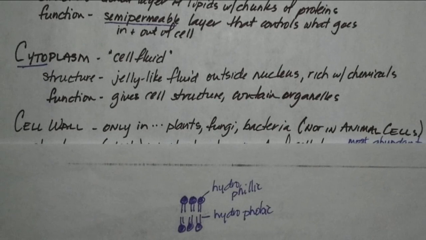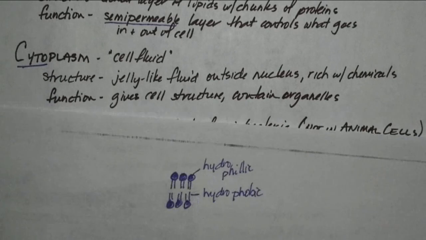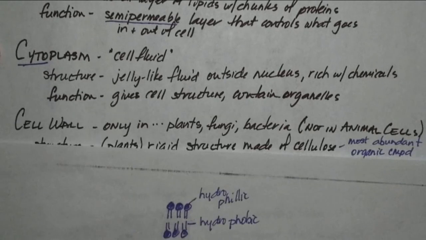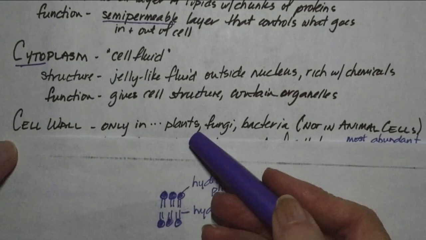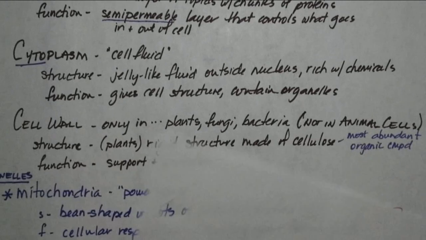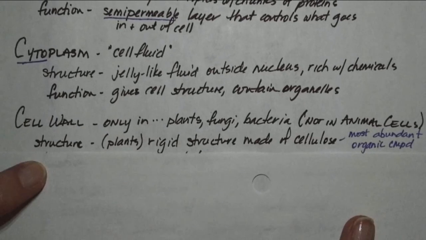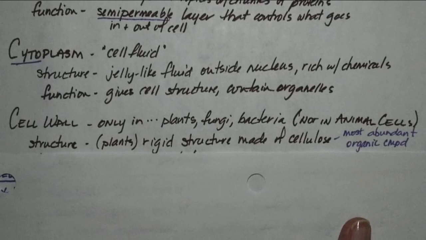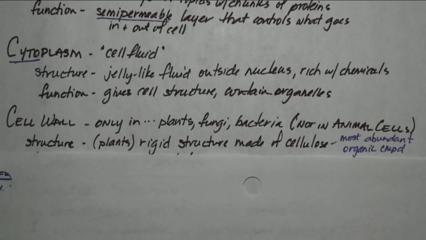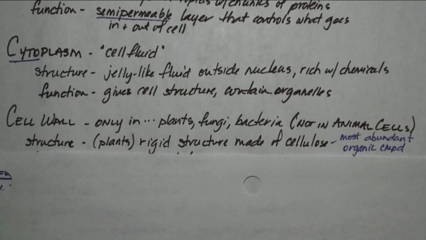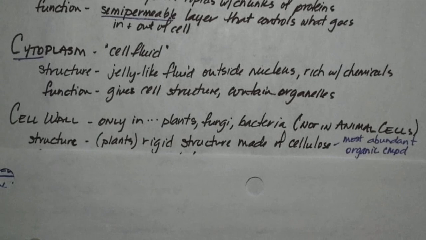I'm sorry. So the cell wall is not in the animal cells. It is, however, in the plants, the fungi, and the bacteria. The structure is really cool. It is a really rigid structure, and it's made of this chemical called cellulose. Okay, cellulose. Are you listening? It is the most abundant organic compound in the world. If you're talking inorganic, the most abundant inorganic compound would be like sand, silicon dioxide. But if you're talking about living things, the most abundant organic compound in the world is cellulose.